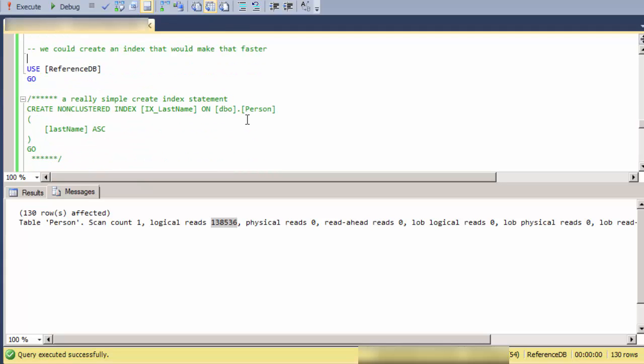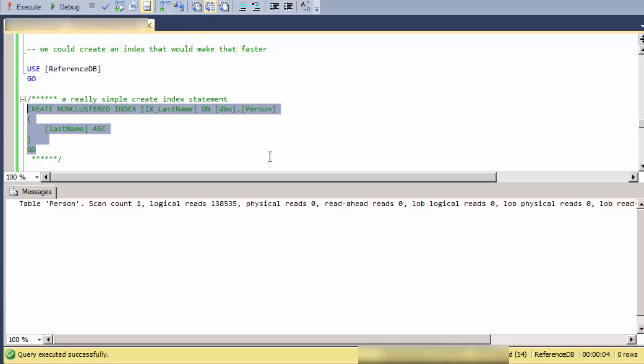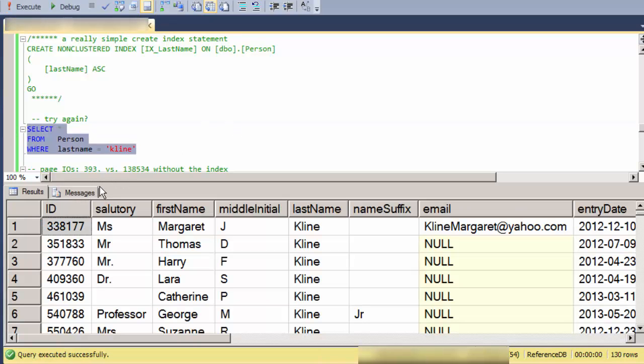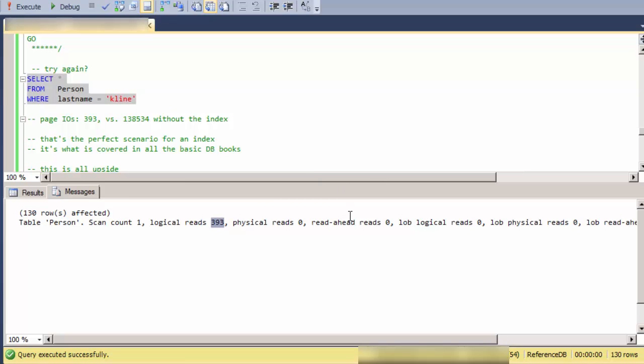Well, I have this very simple index, create non-clustered index. I'm calling it IX_LastName on the person table, and just include the last name field. So I'm creating an index that is specifically on the last name. I'll go ahead and run that, and it'll take just a little bit to create. It's actually setting aside some disk space and creating an auxiliary data structure to help. So now I'm going to do the same query on last name. It comes back almost instantly, just like it did last time. But when I look at the IOs, I get 393 versus 138,000.